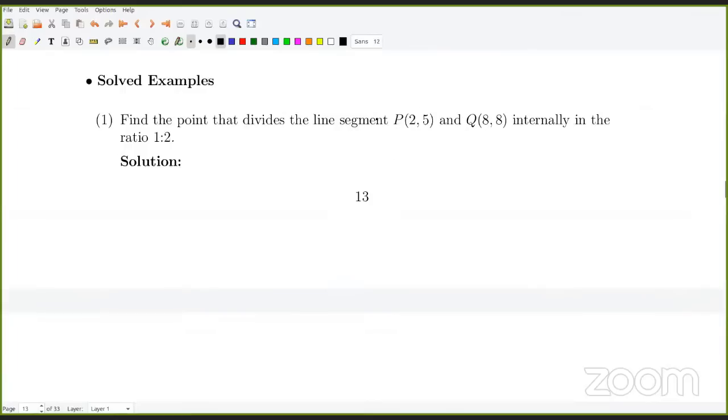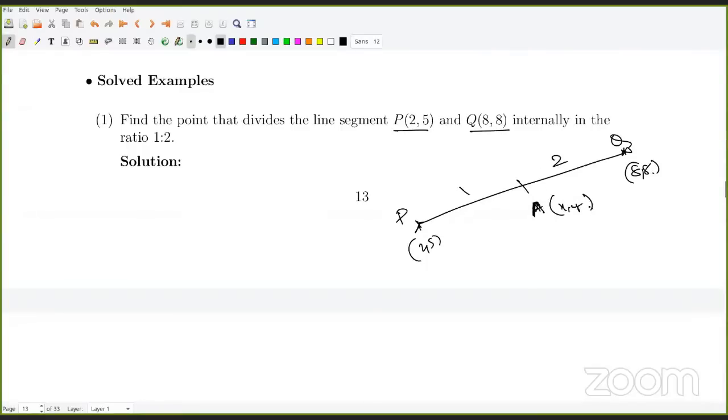So we need to find the point that divides the line segment PQ internally in the ratio 1:2. So we have point P 4 comma 5, and Q 8 comma 8. Everyone please go on mute. I just muted everyone. So it is given, and also the ratio is given. So let's say this is point A, cutting in the ratio 1:2. We have to find the coordinates of point A.